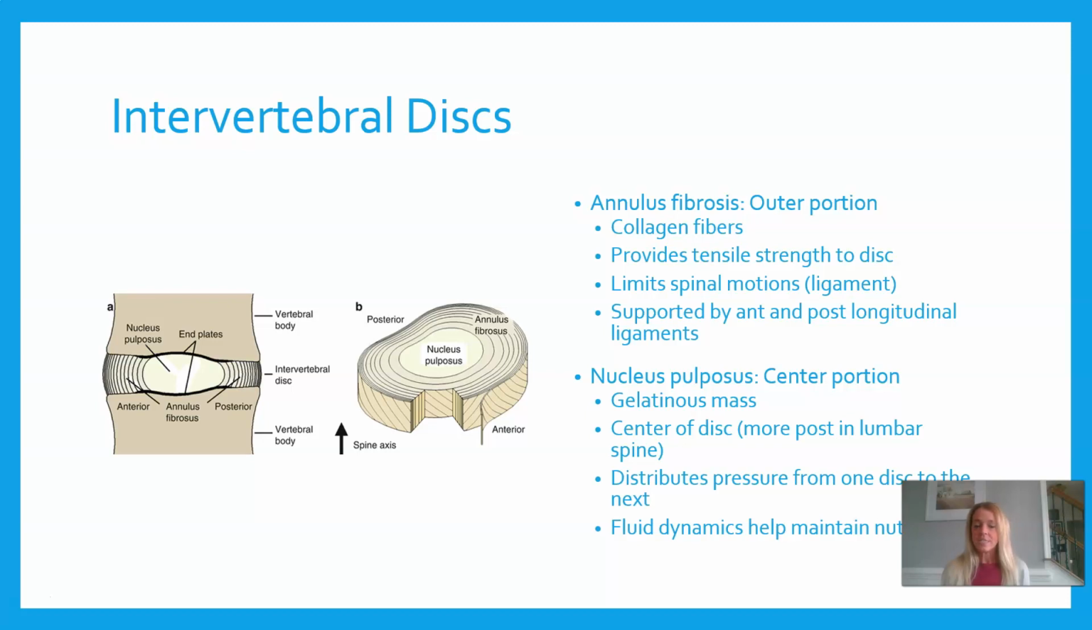The nucleus pulposus is the middle portion of the disc. It's a gelatin type material. In the lumbar spine, it is located a little bit more to the posterior aspect of the vertebrae, and the main job of the disc is to distribute pressure from one disc to the next. It is a shock absorber, and it's the fluid dynamics that help maintain nutrition of the disc. Fluid dynamics is talking about imbibing fluid in the disc, and when there is no pressure on the spine, the discs tend to take in more fluid, and then when the spine is compressed or loaded, it tends to release some of that fluid.